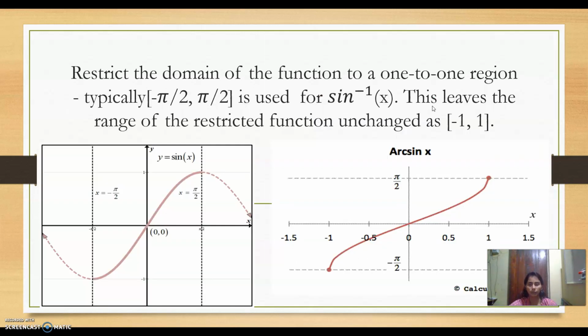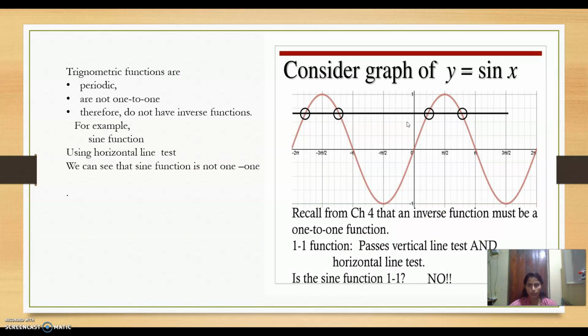In order to define the inverse sine function, I have to convert the sine function into a sine function with a restricted domain that will form a one-one sine function.